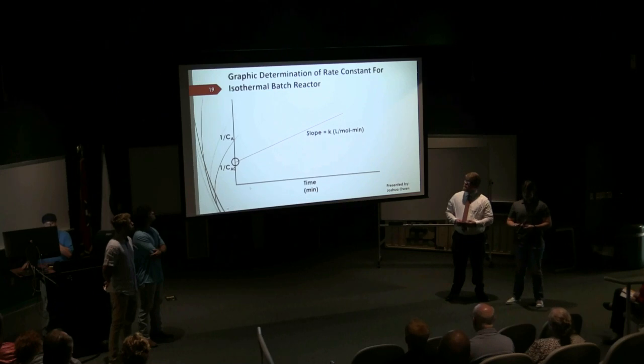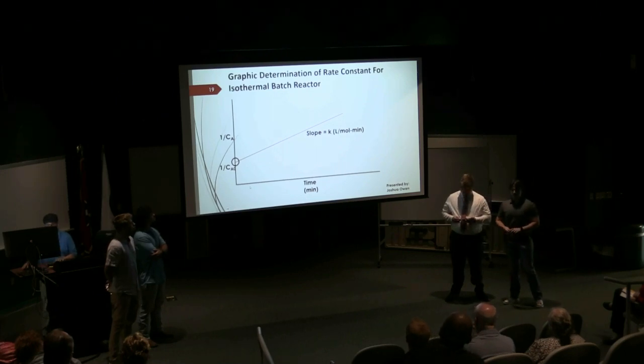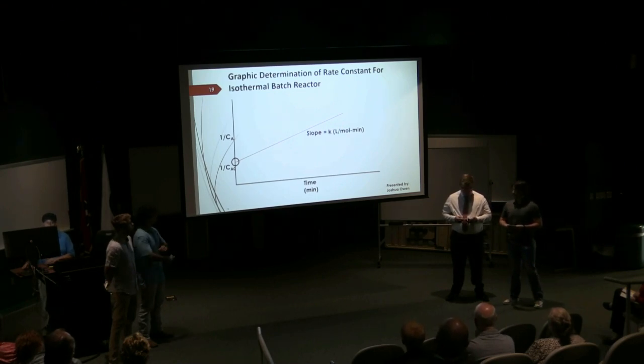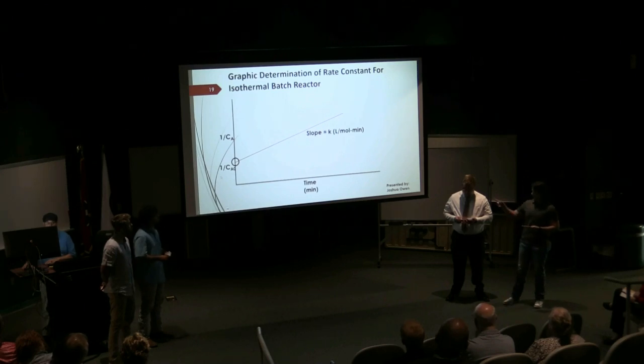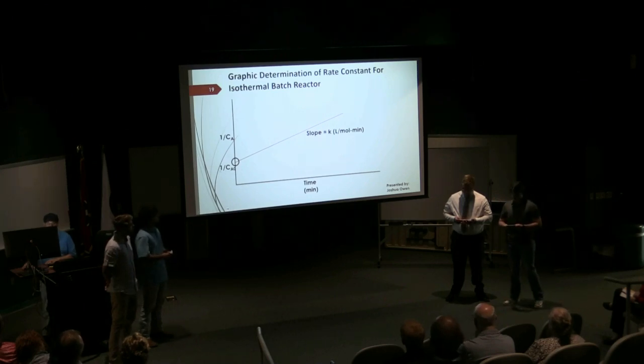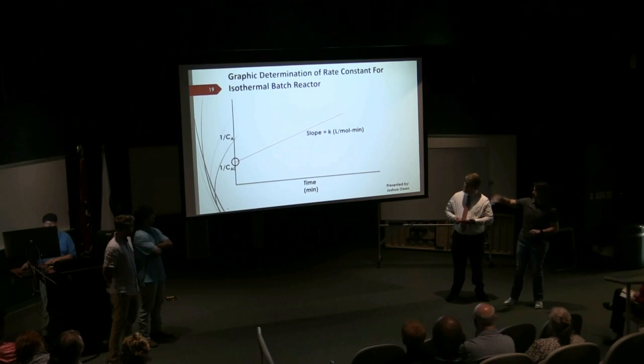Even if our reaction order is unknown, the linear plot will confirm that it's a second order reaction. And here's an example of the plot that we just discussed. Notice how the y-intercept is the initial concentration, and the slope of the line is equal to K.